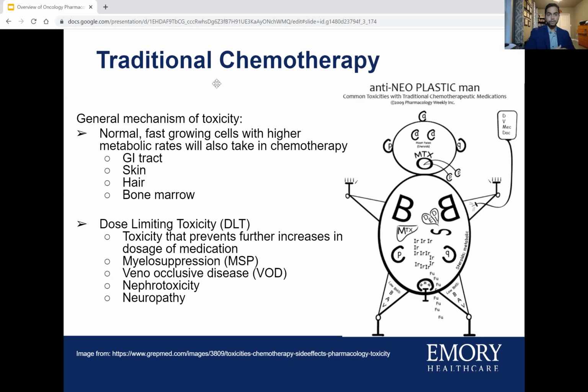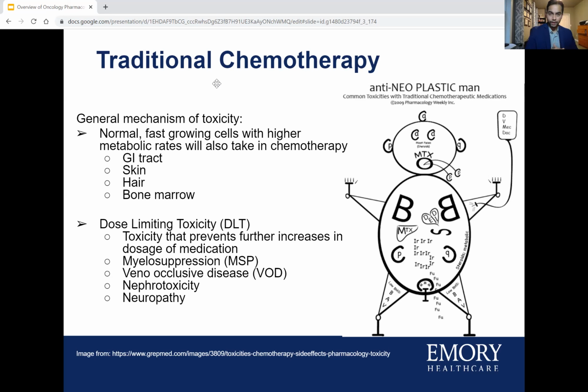So we also look at dose-limiting toxicity. When these drugs are initially studied, we have a small sample of patients, maybe 3 patients, 5 patients, and you increase the dose to see what toxicities occur and when it becomes intolerable. So the dose-limiting toxicity is the dose at which a toxicity was so great that you couldn't increase the dose anymore. So some types of dose-limiting toxicities can be myelosuppression, veno-occlusive disease, nephrotoxicity, neuropathy.